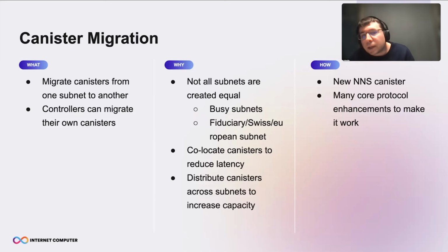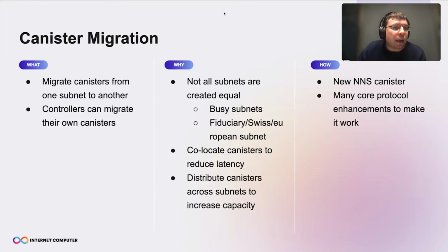Other reasons why you might want to do that is maybe you want to be on the fiduciary subnet or the Swiss subnet or the European subnet or whatever. It could also be that you have multiple canisters and you want to make sure all of your canisters are on the same subnet so that they can talk to each other more efficiently. Or maybe you want to do the exact opposite. You have multiple canisters and you want them on different subnets so that they don't compete with each other for capacity.